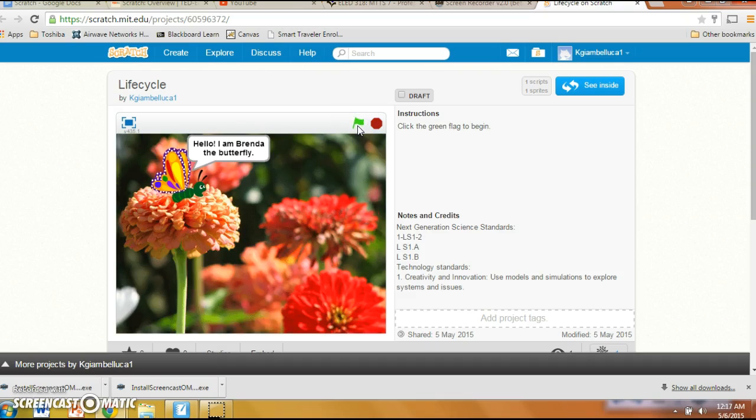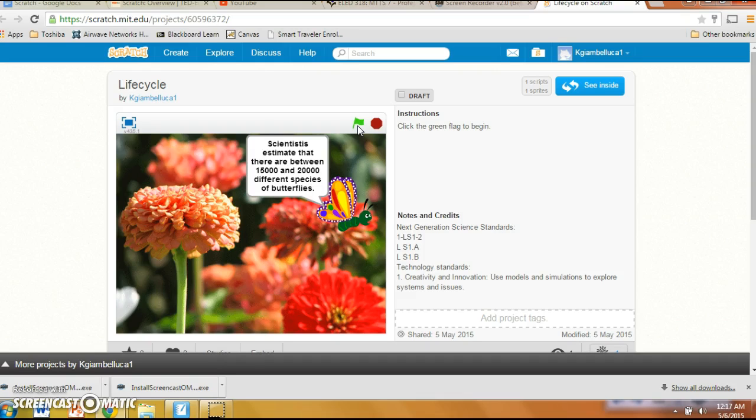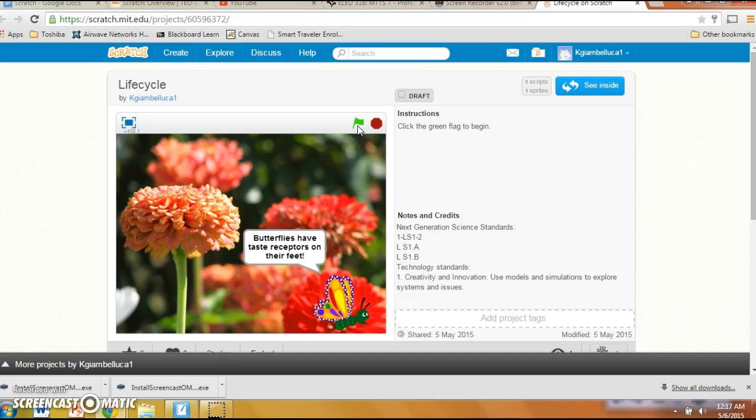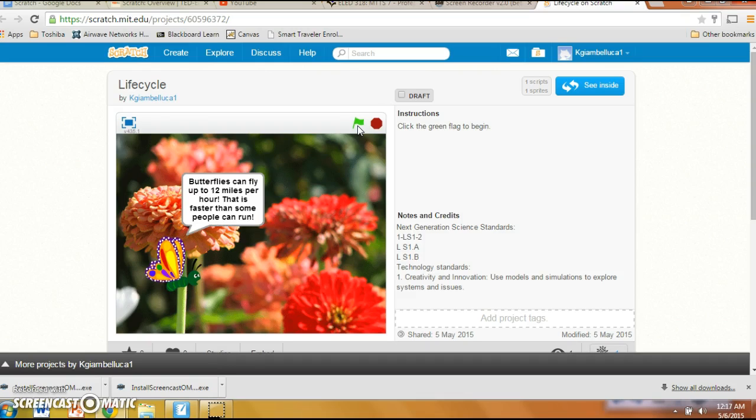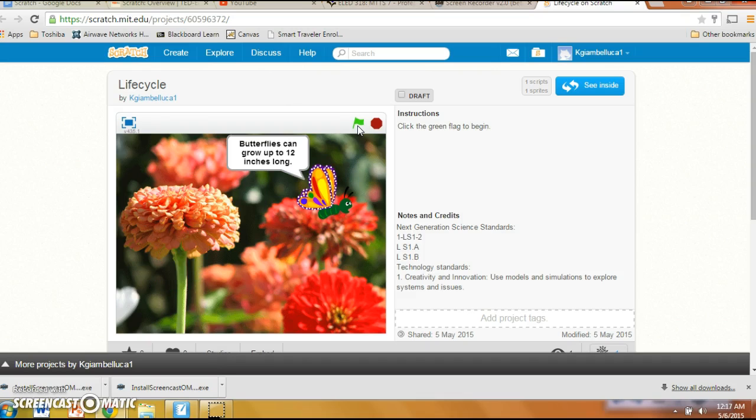Hello, I'm Brenda the butterfly. I'm going to tell you some interesting facts about butterflies. Scientists estimate there are between 15,000 and 20,000 different species of butterflies. Butterflies have taste receptors on their feet. Butterflies can fly up to 12 miles per hour. That's faster than some people can run. Butterflies can grow up to 12 inches long. I hope you enjoyed learning about butterflies. Goodbye.